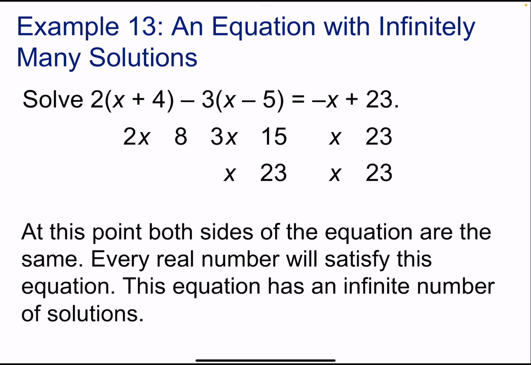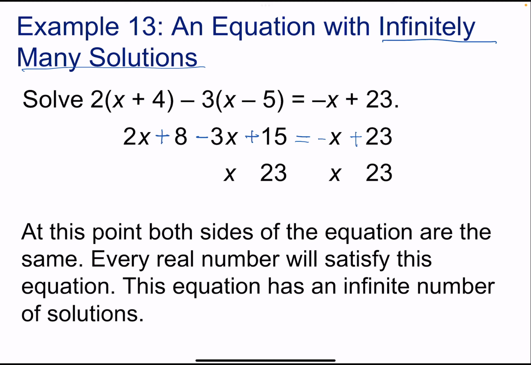So what do we mean by an equation with infinitely many solutions? Well, it just means that you reach an identity. The left-hand side is always equal to the right-hand side. So let's look at this example here. We have an equation here, and if we simplify the left-hand side, I have 2x plus 8 minus 3x plus 15. Now the right-hand side will be minus x plus 23, right?